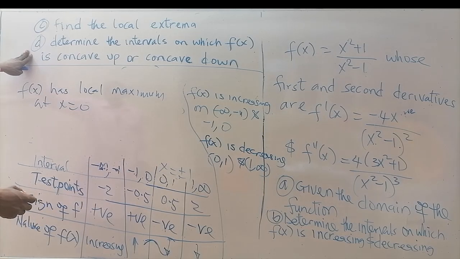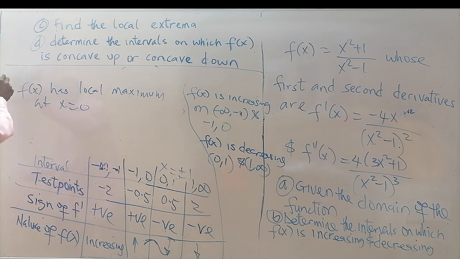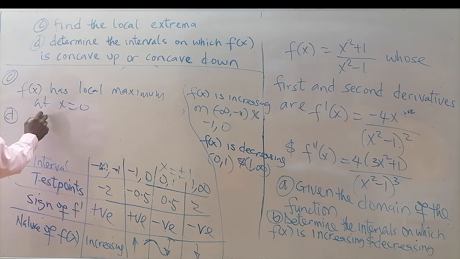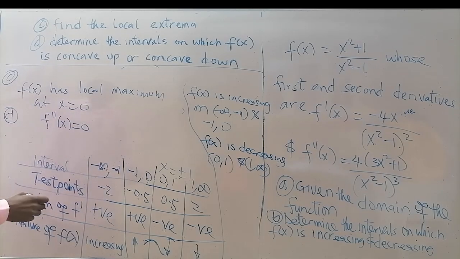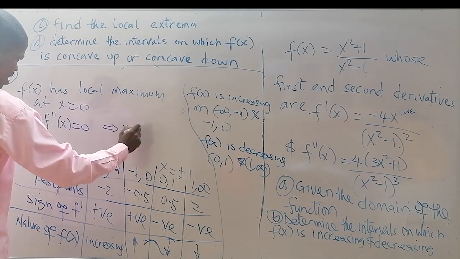Then once you go to the D part, determine the interval on which f of x is concave up or concave down. For concavity, we use the second derivative. We equate it to 0, and if you do that, it's going to give us x equal to 0.